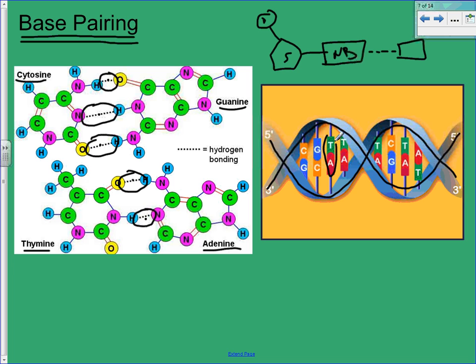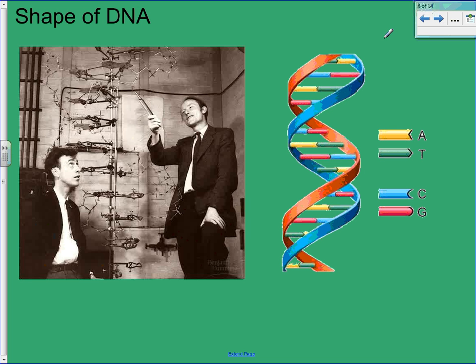So if we look at the shape of DNA, this is a fairly recent discovery. It wasn't discovered until about the 1950s. Until that time, we didn't know that DNA was our molecule of inheritance. We didn't know that was responsible for heredity. But these two guys, this is James Watson right here and Francis Crick. They discovered the shape of DNA along with somebody called Rosalind Franklin. She was responsible for doing a lot of the imaging using X-rays that allowed these two to interpret it and then discover the shape of DNA.